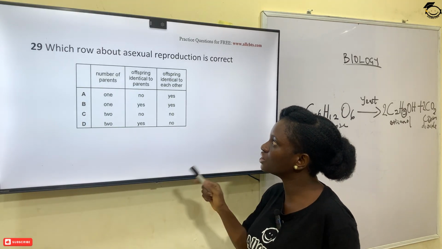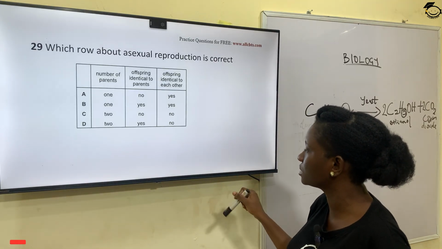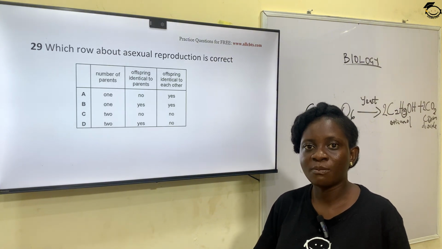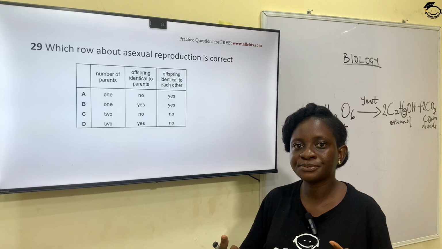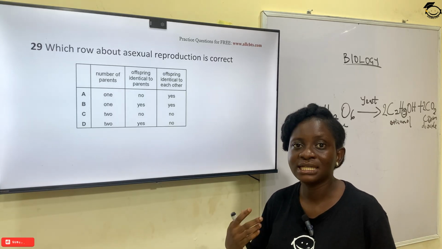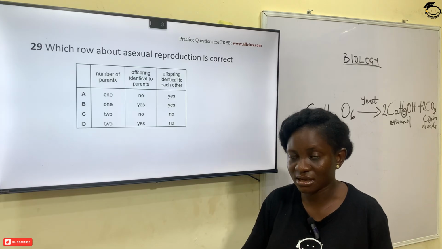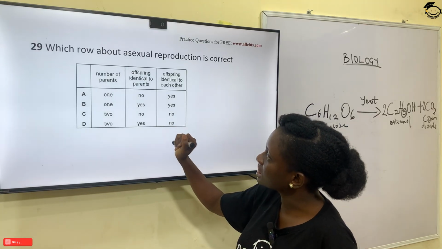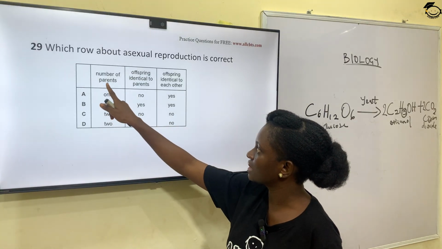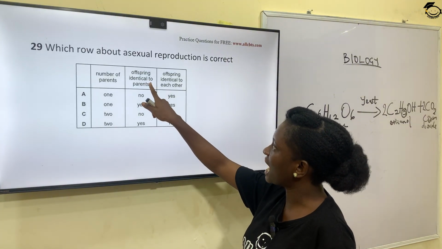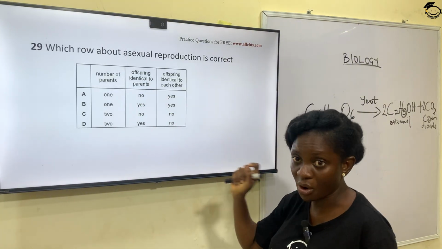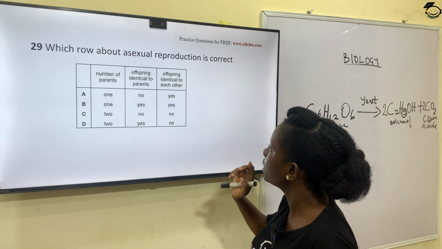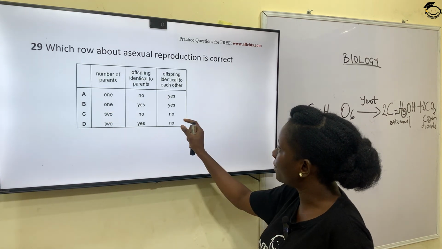The next question, which rule about asexual reproduction is correct? We have asexual reproduction and sexual reproduction, but for asexual reproduction, only one parent is involved. The offspring are identical. From this table here, let's see the one that has one parent. We see one parent, offspring identical to parents, which is correct, and offspring identical to each other, which is correct too. So the only option that is correct is B.